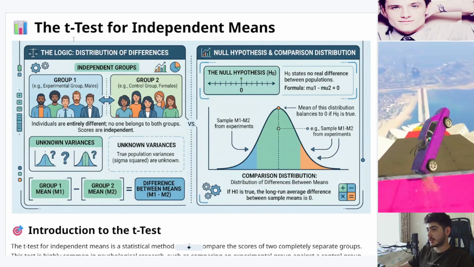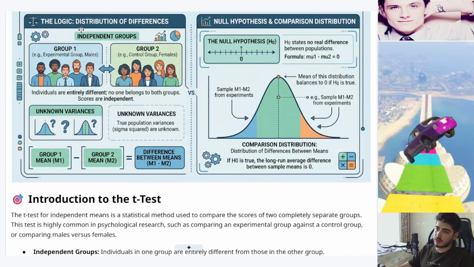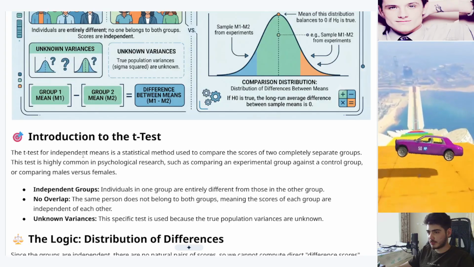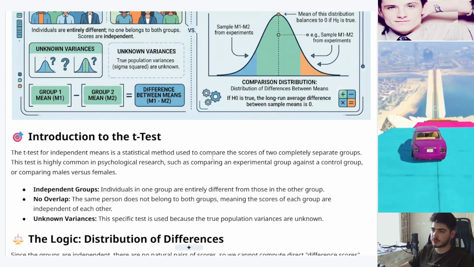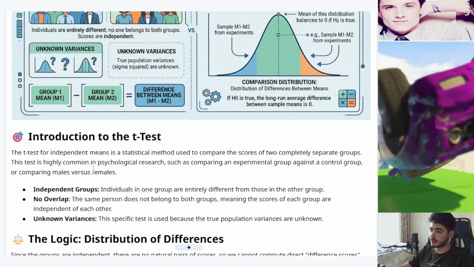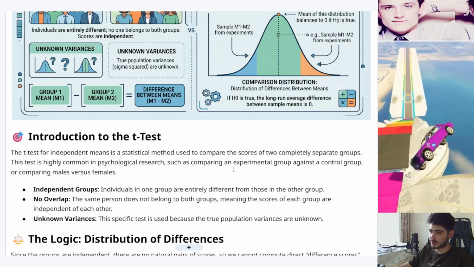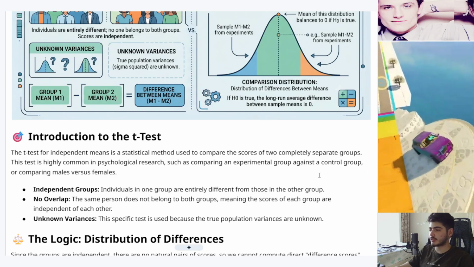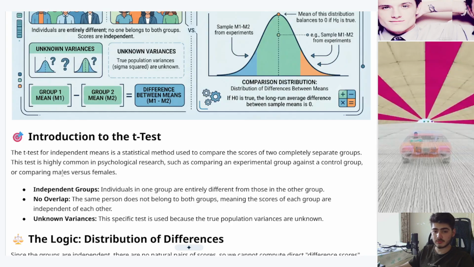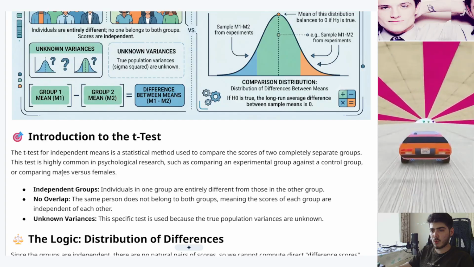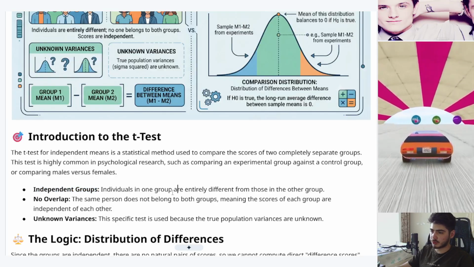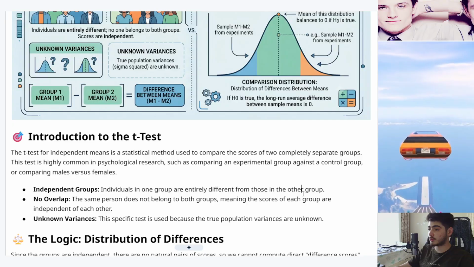Now let's look at the t-test for independent means. Logic is distribution of differences. The t-test for independent means is a statistical method used to compare the scores of two completely separate groups. This test is highly common in psychological research, such as comparing an experimental group against a control group, or comparing males, alpha males to be exact, versus females.